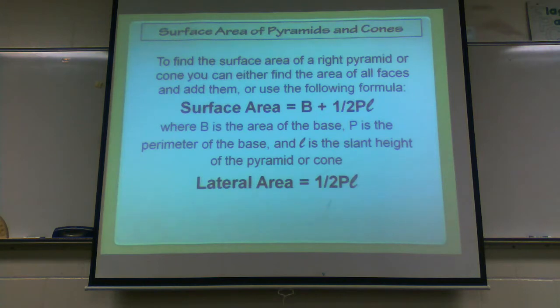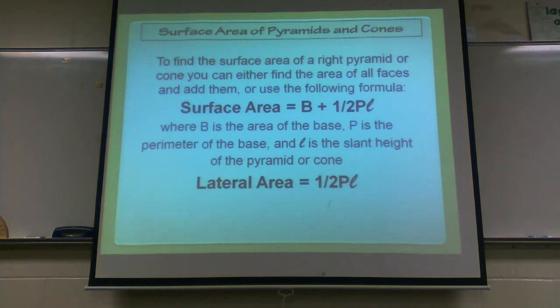Okay, so yesterday the formula was 2B plus PH. That was for the prisms and cylinders. The H that was involved there, height, is pretty obvious because it had to be the distance between the bases. Here, it's going to require a little bit more work because most of the time, guys, it's slant height. If it's not given to you, you will have to use the Pythagorean theorem to find it.